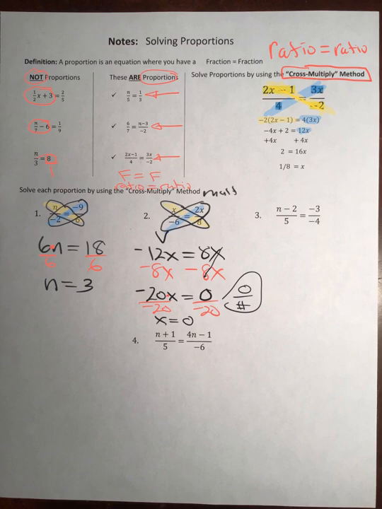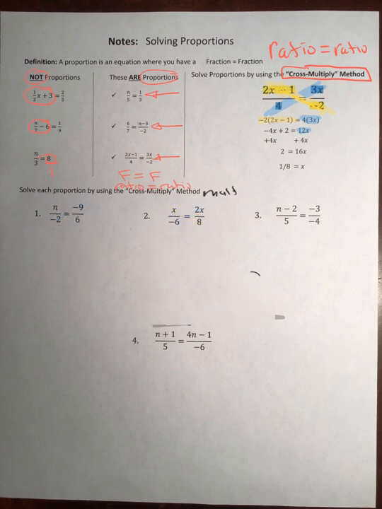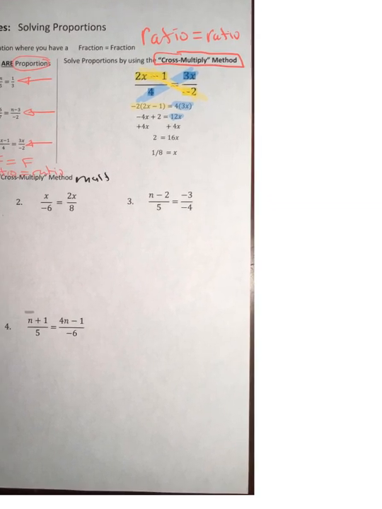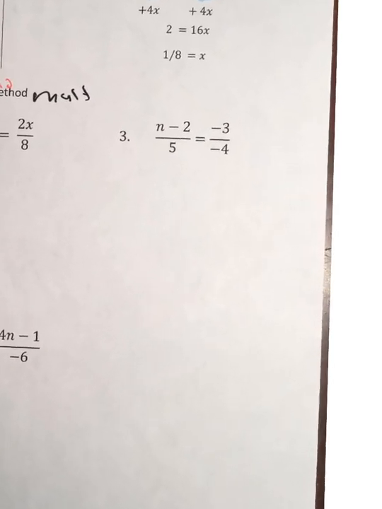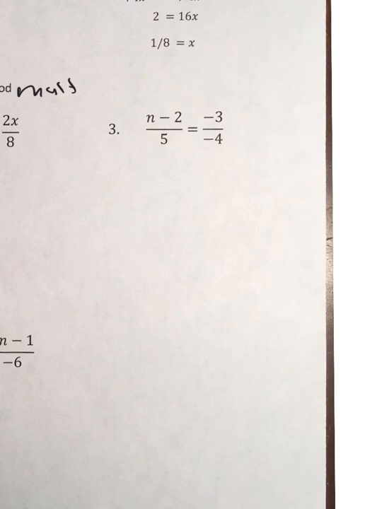Okay, third example. So we're going to move this over. So let's look at example number 3. There we go. So we're going to cross-multiply, or cross products.